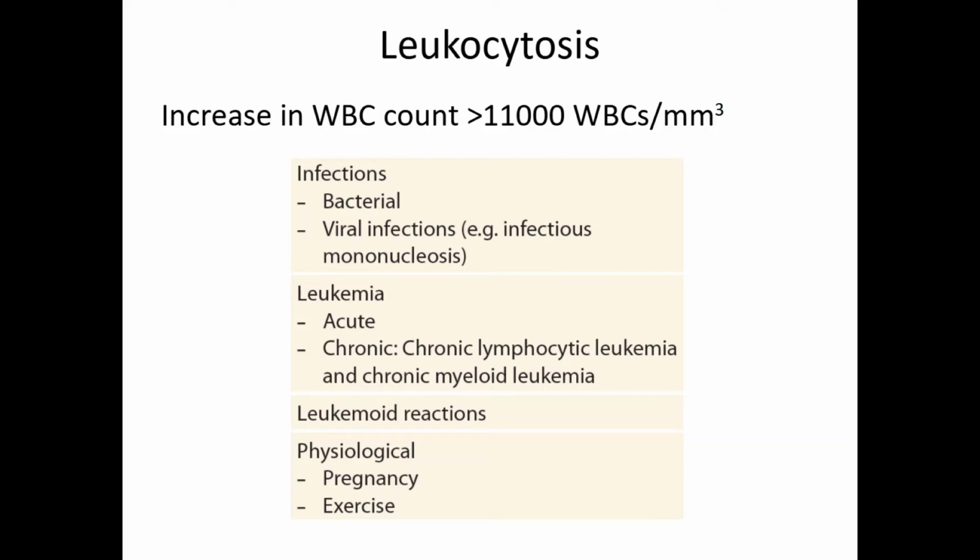Let us see what the causes for leukocytosis are. First is infections. It could either be a bacterial infection or a viral infection. Then there is leukemia. It could be acute leukemia or a chronic leukemia. Then leukemoid reactions, which we'll be discussing at the end of the class. Other causes include physiological causes, like pregnancy and exercise.